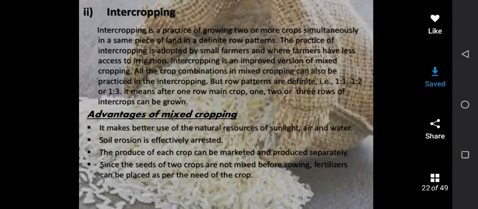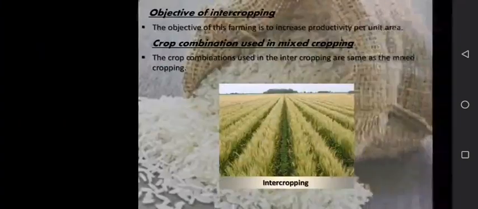Now what are its advantages? It makes better use of the natural resources of sunlight, air and water. Soil erosion is effectively arrested. Next, the produce of each crop can be marketed and processed separately, and since the seeds of two crops are not mixed before sowing, fertilizers can be placed as per the need of the crop.